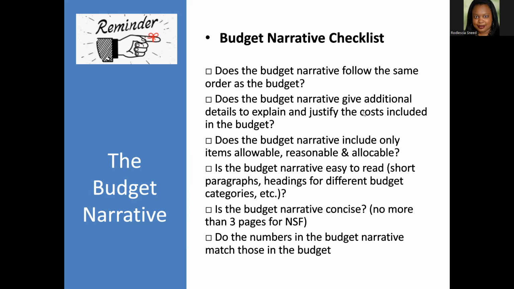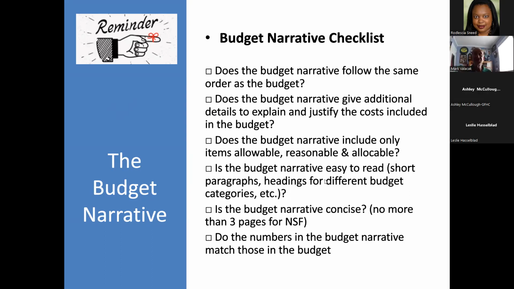The budget narrative gives additional details to explain and justify costs that are included in your budget. Does the budget narrative include only items allowable, reasonable, and allocable to the project? And again, you want to make sure it meets all those guidelines. Is the budget narrative easy to read? Short paragraphs, headings for the different budget categories that we have, again, specific to the form that you're using.